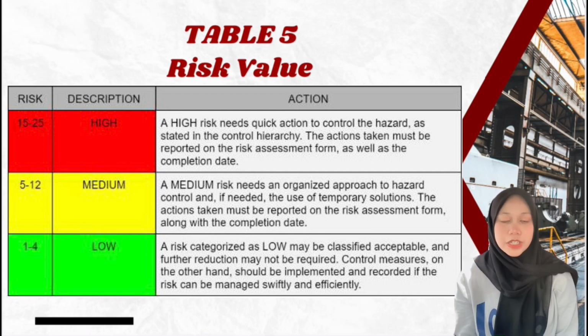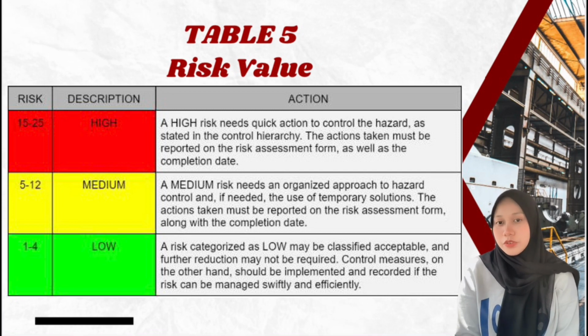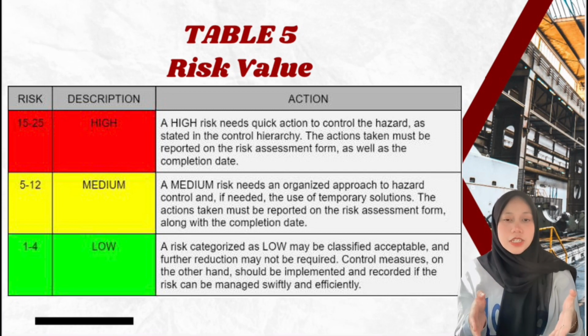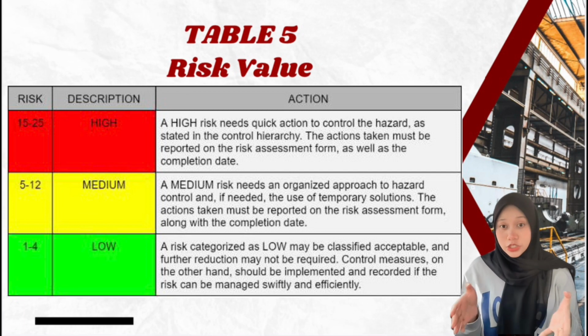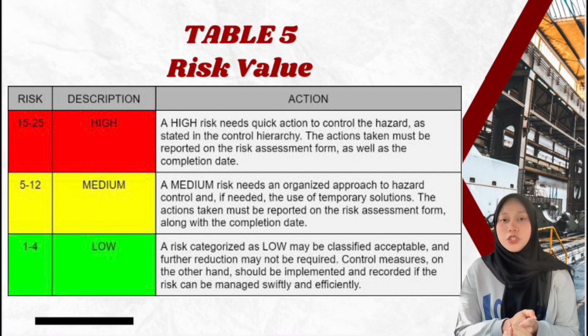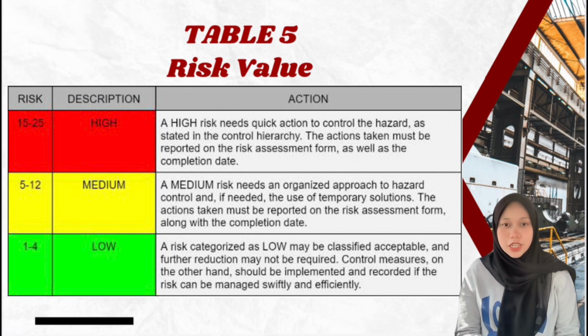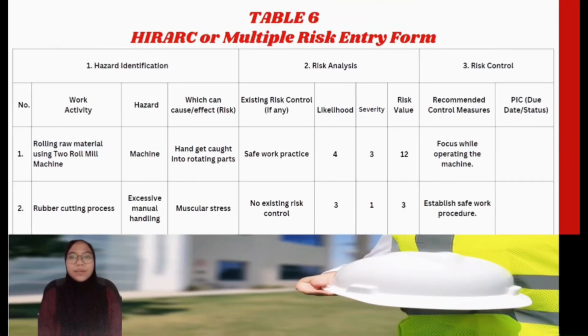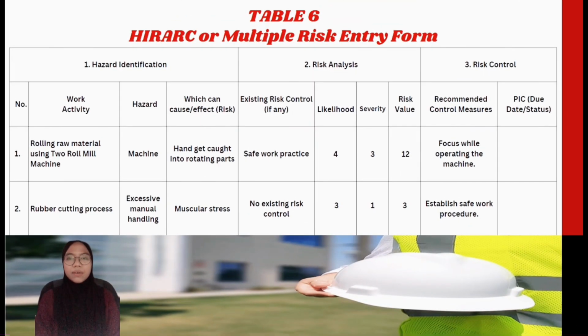The risk level 15 until 25 is the highest risk level. In order to control this hazard, immediate action is required. Action taken must be documented on the risk assessment form, including the date for completion. The HIRAC form consists of 3 elements, which are hazard identification, risk analysis, and risk control.